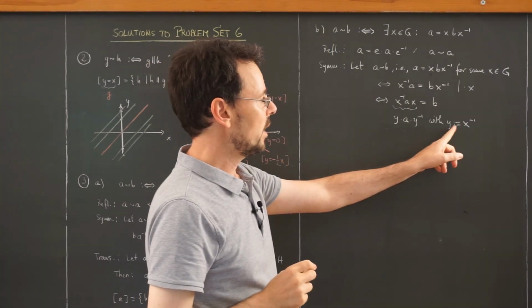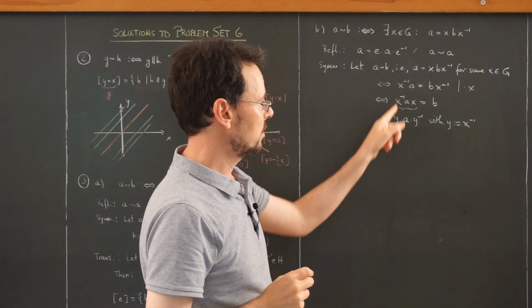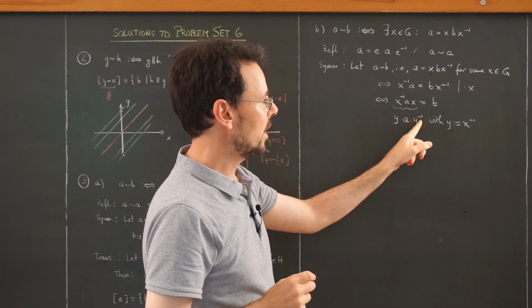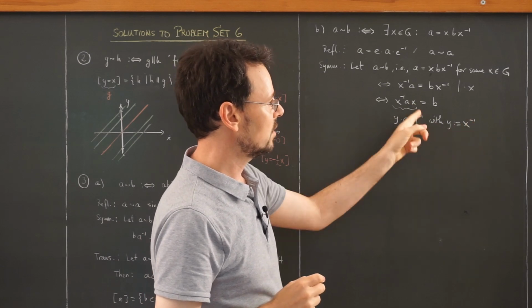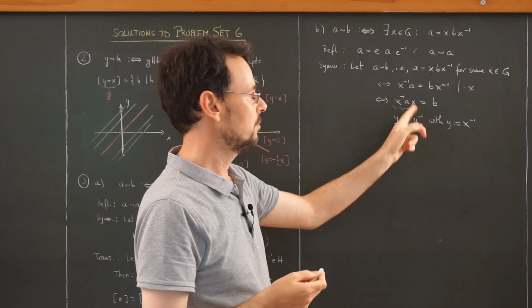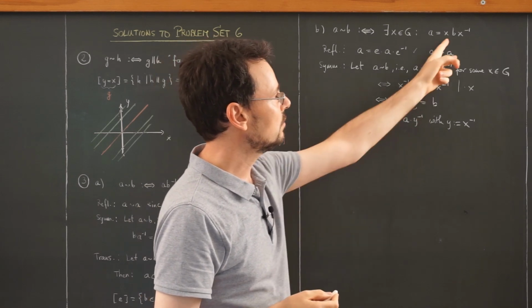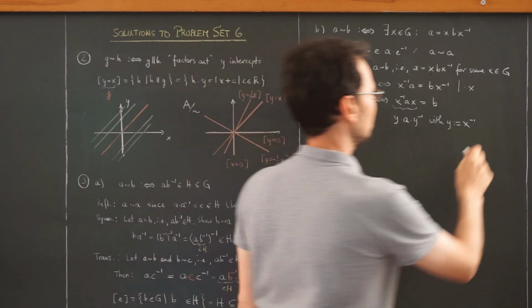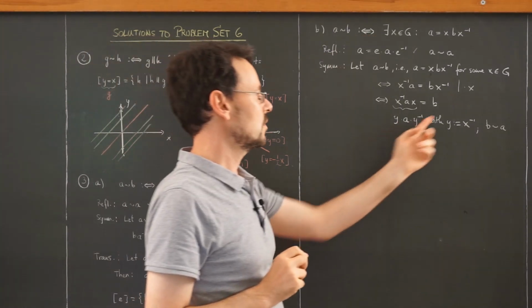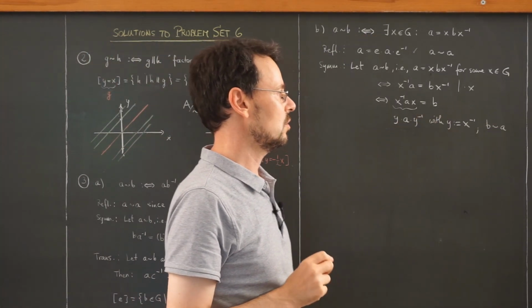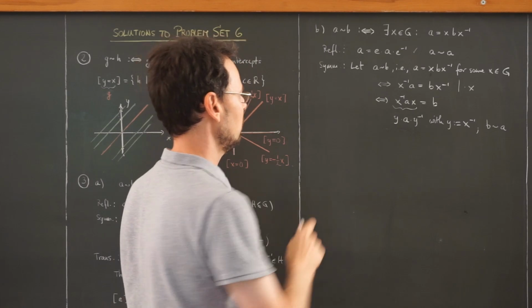So if I define Y to be the inverse of X, then this here is Y, and Y inverse is X inverse inverse, so X. So this is indeed of this form for some group element. So this shows that B is in relation to A, proving symmetry.